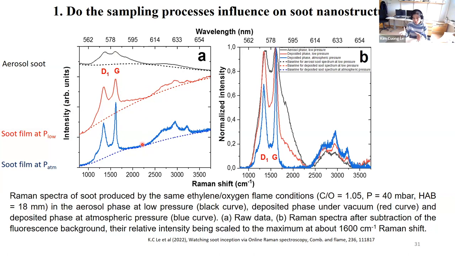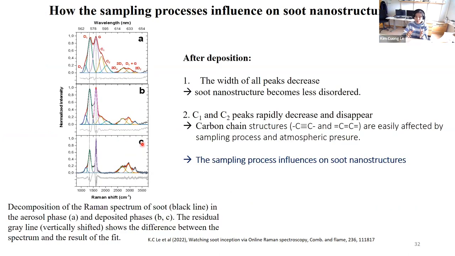In order to get more information, we need to analyze, we need to zoom the spectra. And we fit the spectra with a combination of different Gaussian peaks. So what we see is the width of all peaks in the aerosol phase is larger than in the deposited phase. It means that the sample in the aerosol phase is more disordered.